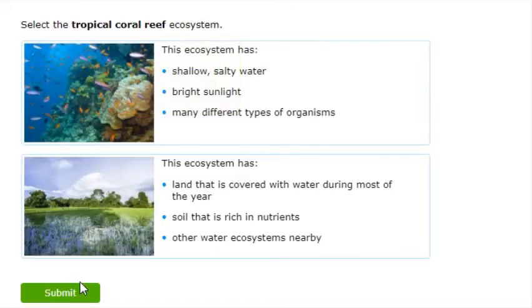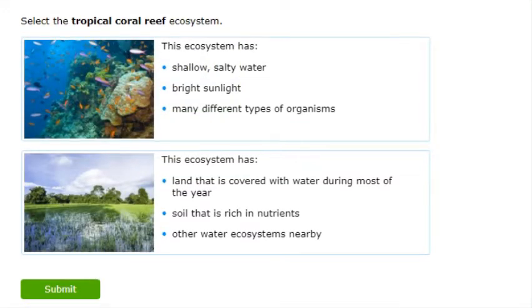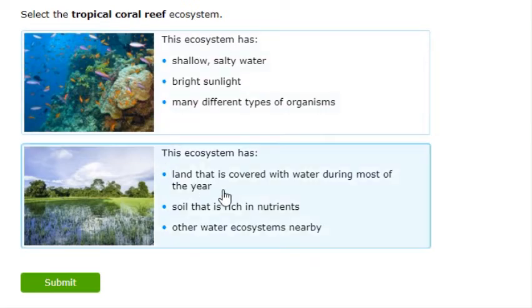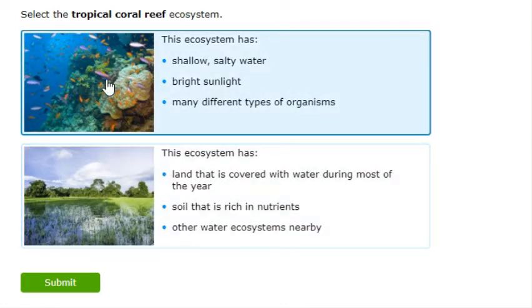Wetland ecosystem. Tropical coral reef ecosystem. The second one, we just saw the figure. This is the wetland ecosystem. So the first one should be the one showing the tropical coral reef ecosystem. That's right.